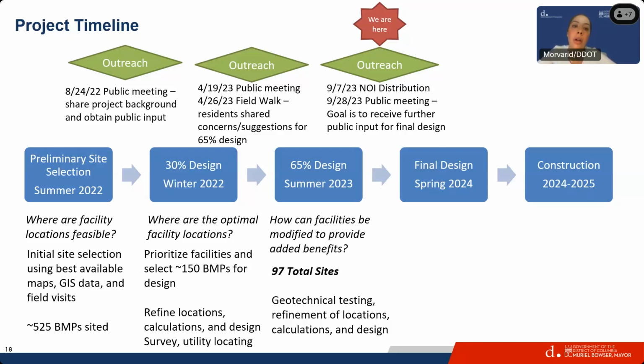Then we delayed our NOI distribution and our public meeting based on the feedback that we received from the ANC, because most people will be on vacation in August. So we delayed that. Then on September 7, we distributed our NOI, which is still open for comment till October 20th. Today is our final and third public meeting, where we're trying to see what we can modify to help the residents through this project. We're going to have the final design in 2024, and then construction comes in at the end of 2024 or 2025.